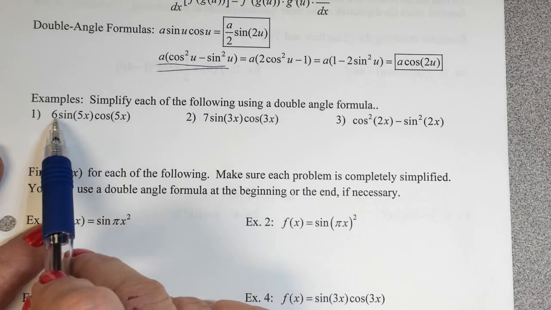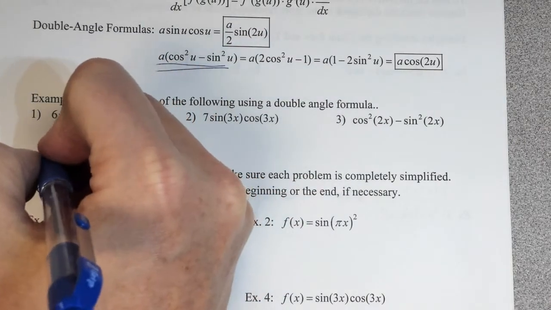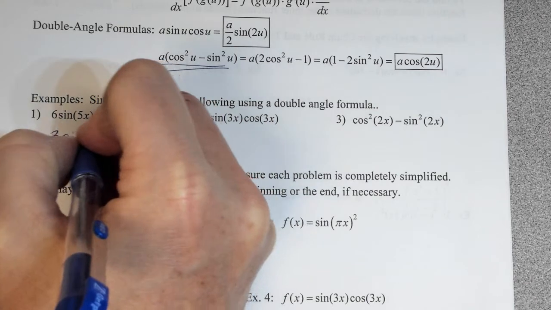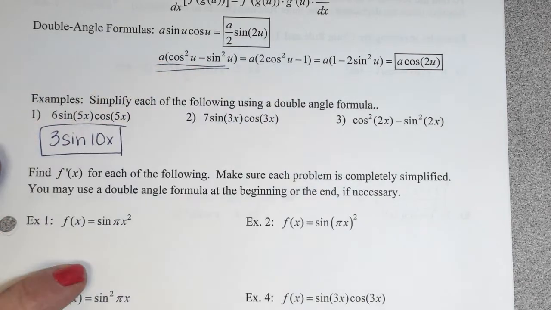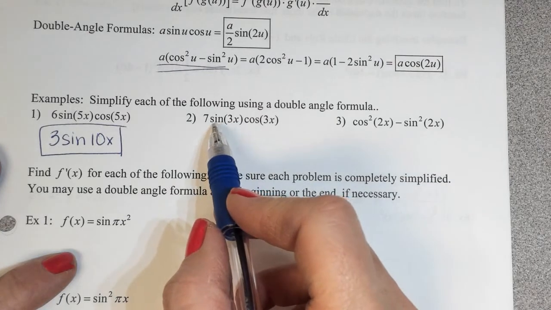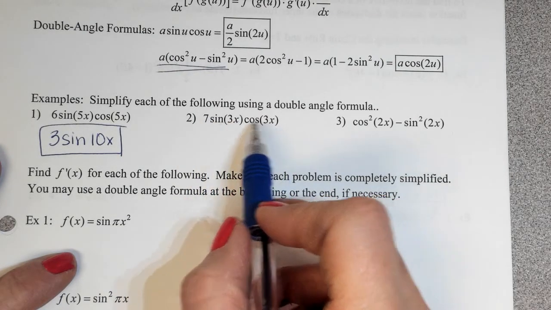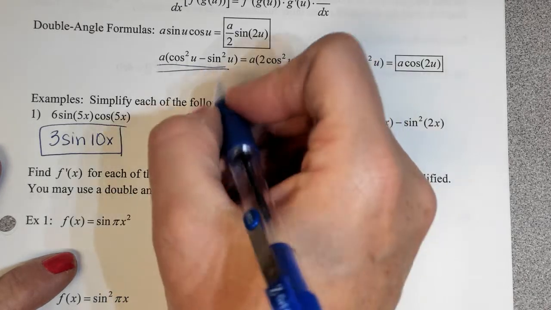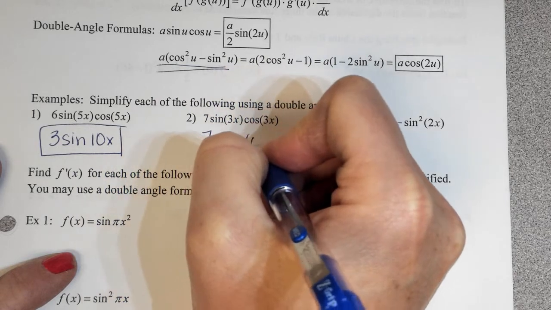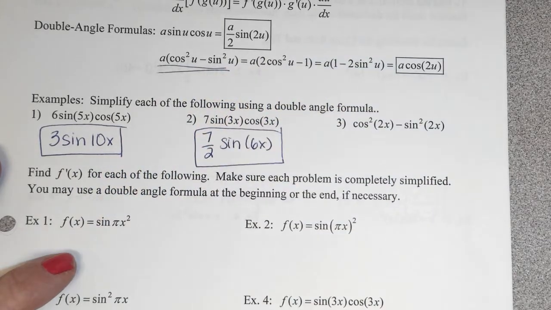So if I look at my coefficient, it's 6. I have to divide it by 2. And then we have to double the angle. See how that works? On this one, we look at the pattern. It's a sine u cosine u. I have to take the coefficient, divide it by 2, and double the angle. And it simplifies down to that.